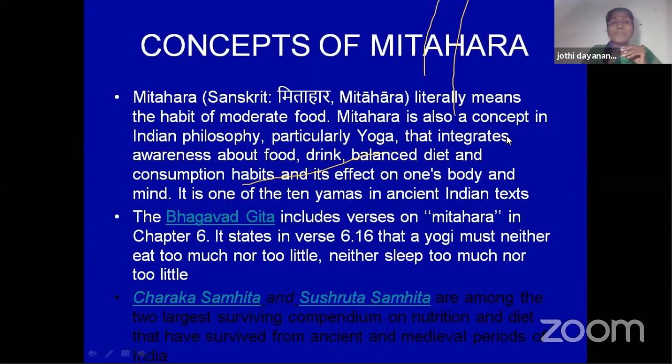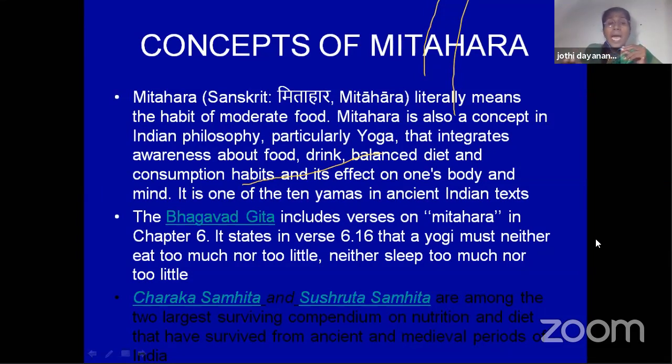So there is another concept called mithara. So what is this mithara? Mithara is again a Sanskrit word, also used in Hindi, which literally means the habit of eating. So what is your habit? I love drinking, I love smoking, I love taking pan parag, I like taking some kind of tobacco. So this becomes your habit. Some of the people cannot live even without keeping some kind of bad things in their mouth, which leads to cancer. Anyway, we all know all that, right?